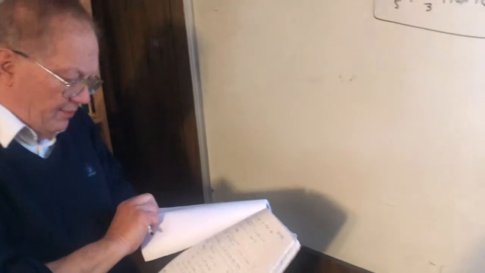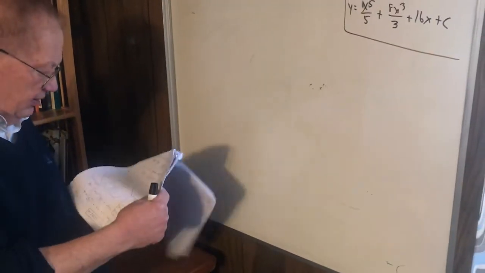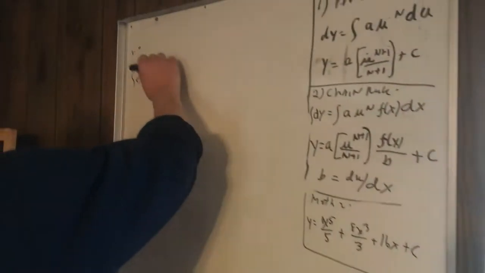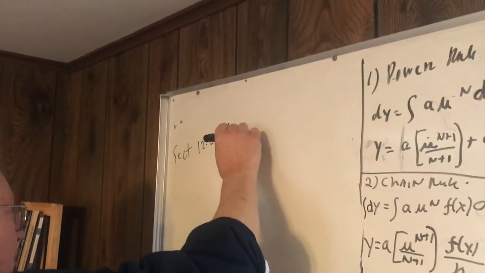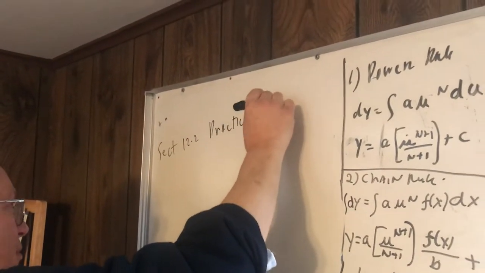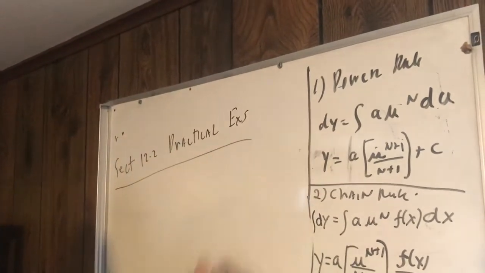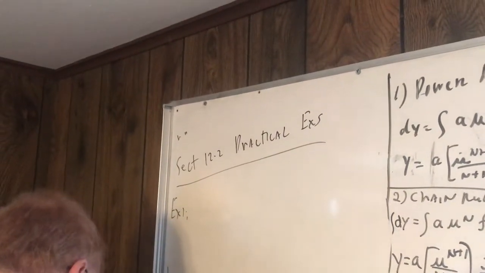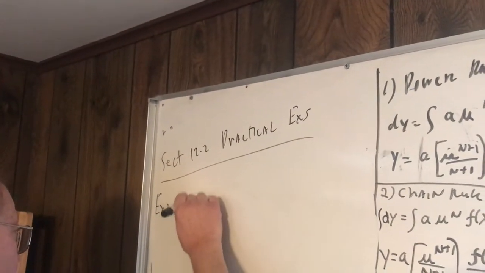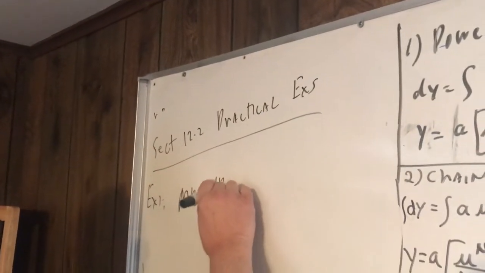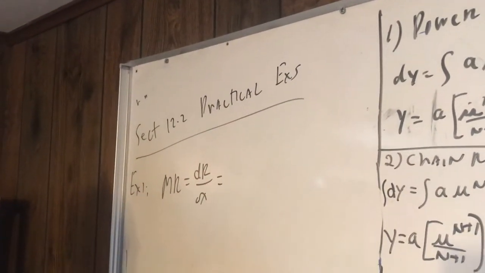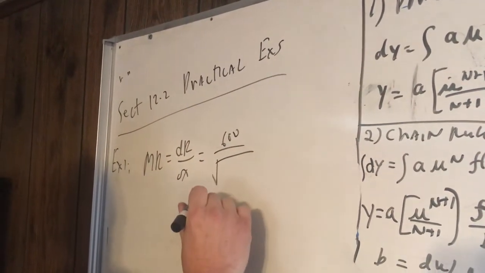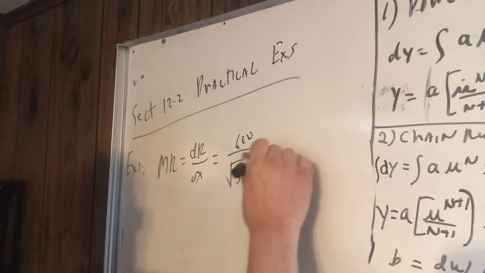Let's do some practical examples, and that's what we're doing. Okay, so we're going to do section 12.2, practical examples. And the first one: I'm given that the marginal revenue, remember that's dr over dx, equals 600 over the square root of 3x plus 1, plus 2.